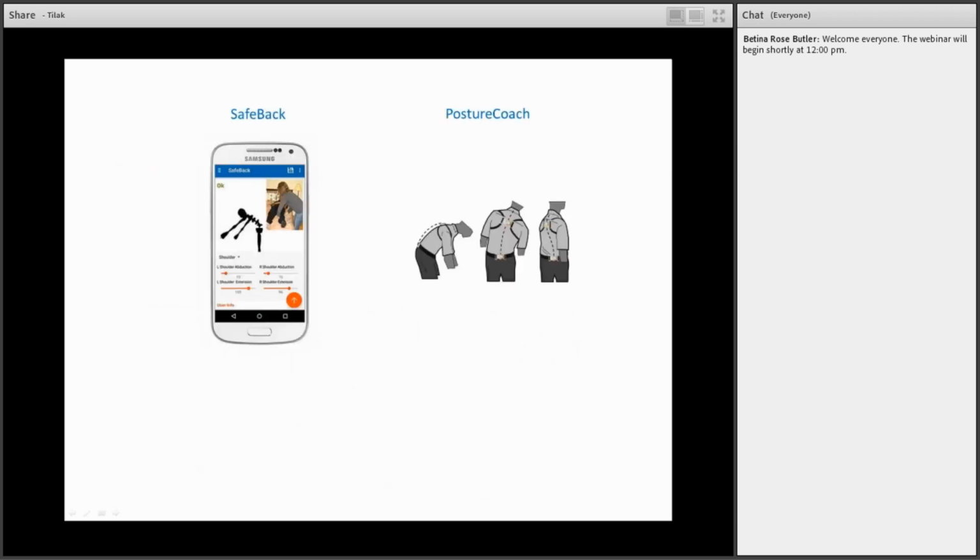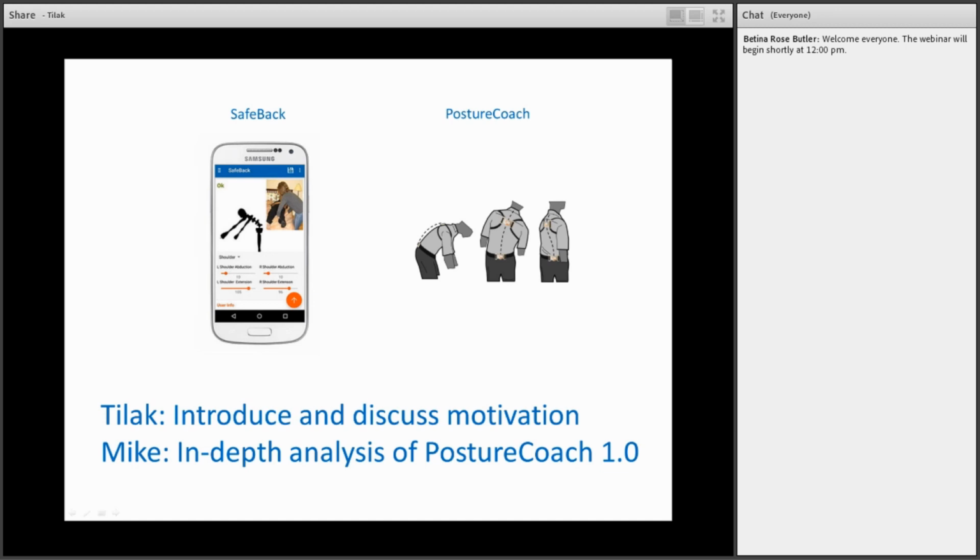Here's what we're going to be talking about today. Two apps that we've been working on, one called SafeBack, one called PostureCoach. I'm going to introduce both apps and talk a little bit about what motivated the development of them, and then Mike is going to go into a bit more of an in-depth analysis of a study he did with the first version of PostureCoach.